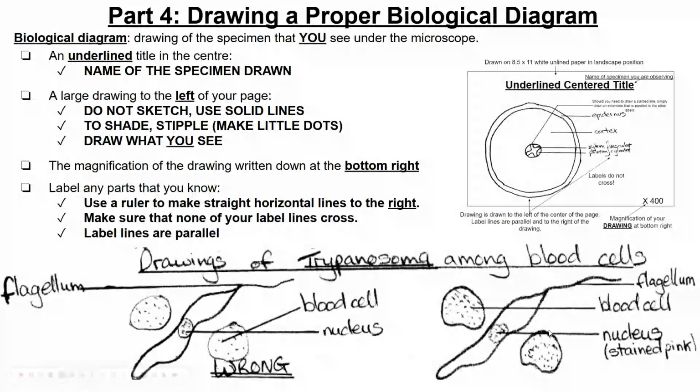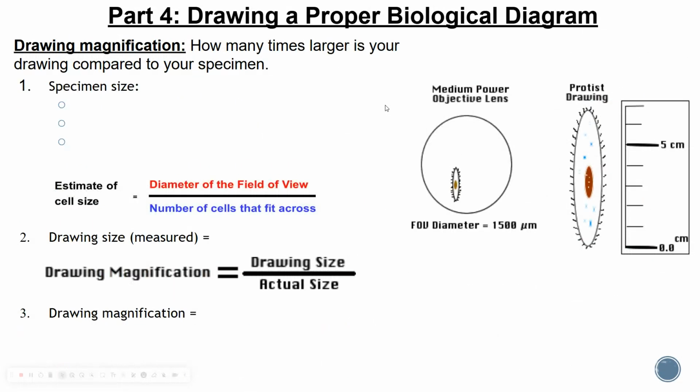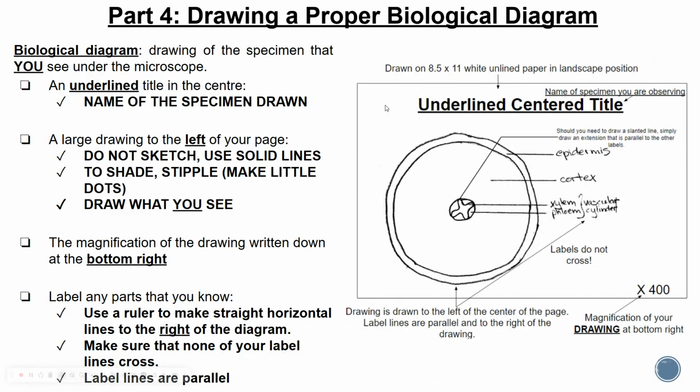In this video, we're going to take a look at how to draw proper biological diagrams. A biological diagram just means a drawing of what you see under the microscope. We're going to see the different rules for biological diagrams, and you do have to make sure you follow them because you will be assessed on the degree to which you follow those rules. We're going to come back to this slide in a minute. We're just going to take a look at the sample drawing that you'll see over here.